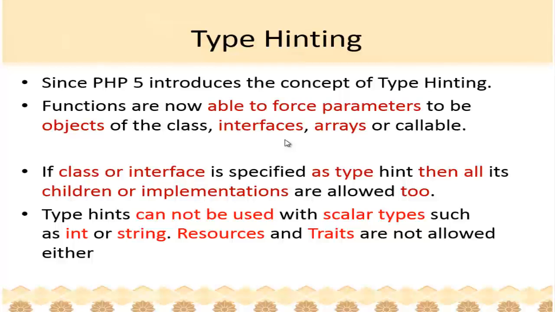Now, type hinting is not there for the scalar types. So you can't tell the interpreter that I expect you to accept only an integer or only a string or this kind of thing. You can only use it for objects, interfaces, and arrays, that is, non-scalar types.